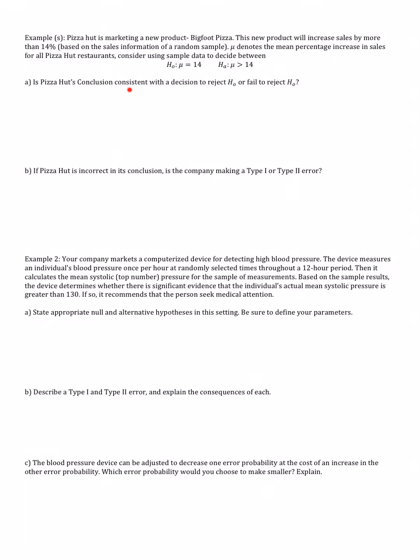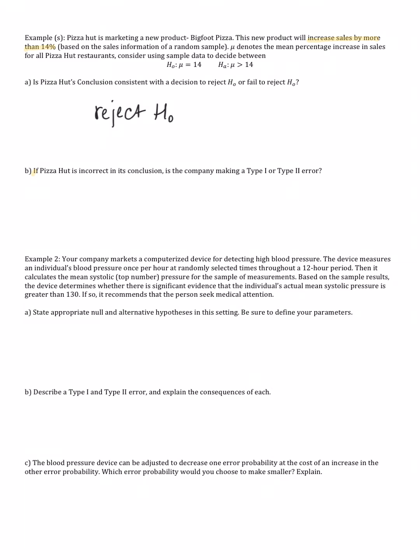Is Pizza Hut's conclusion consistent with the decision to reject the null or fail to reject the null? Well, their conclusion is that their sales increased by more than 14%. So based off of what they're saying, they're deciding to reject that null in favor of the alternate. They're saying that it's larger than 14%. At this moment in time, we have no way to verify. We're just practicing with some error.